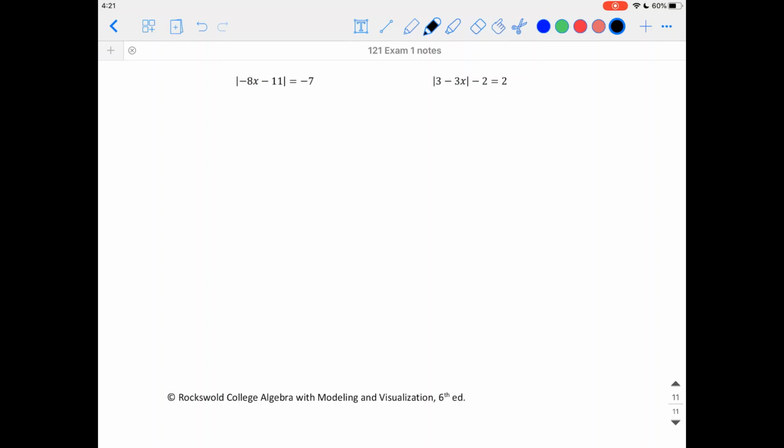So the next one is the absolute value of negative 8x minus 11 is equal to negative 7. On this one, it'd be nice for us to say, oh, we have an absolute value on the left-hand side, and on the other side, we have a negative answer. The absolute value of anything is always going to be a positive number or 0. So this one is no solution. And we could stop right there.